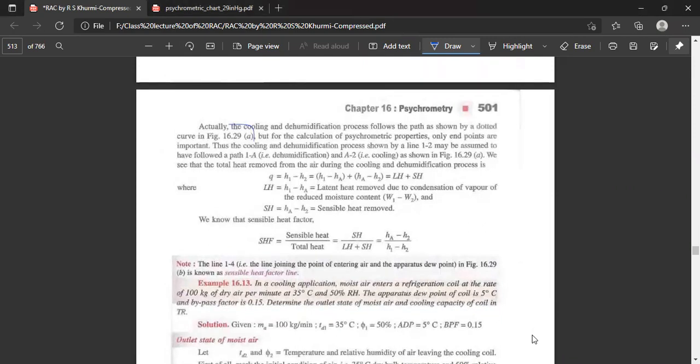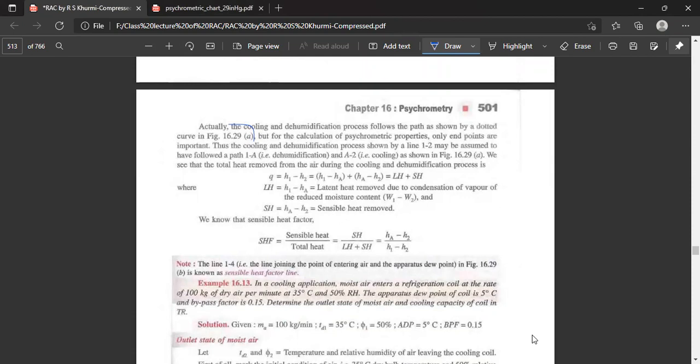We know that sensible heat factor is sensible heat divided by total heat, that is, sensible heat divided by latent heat plus sensible heat, (H_A − H_2)/(H_1 − H_2). So the total heat removed from the air during the cooling is Q, H_1 minus H_2. H_1 was the initial, H_2 was the final here: H_1 minus H_A plus H_A minus H_2.